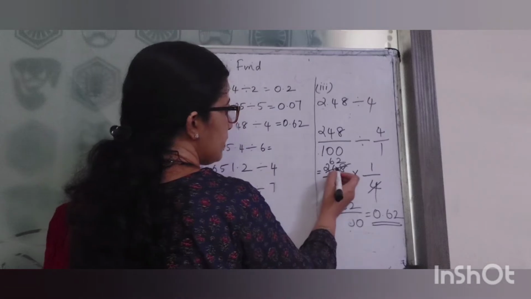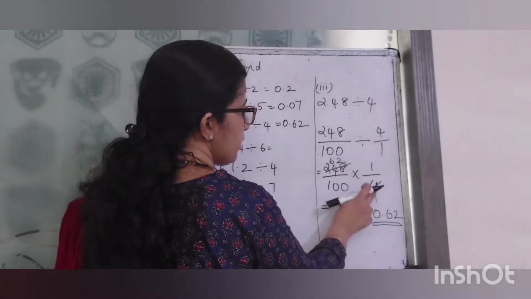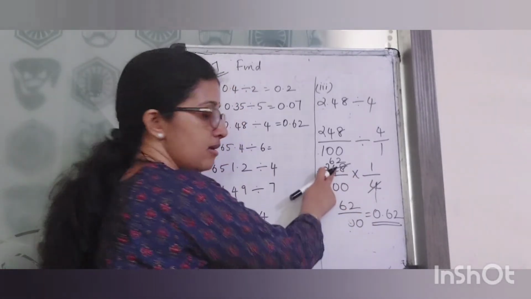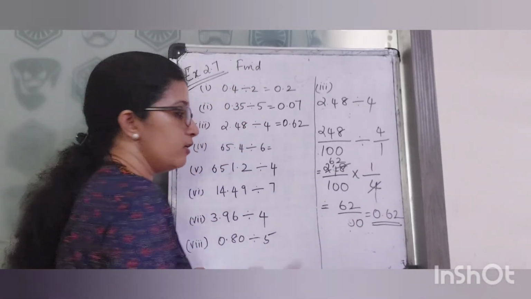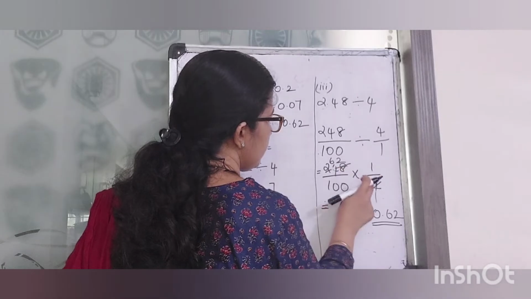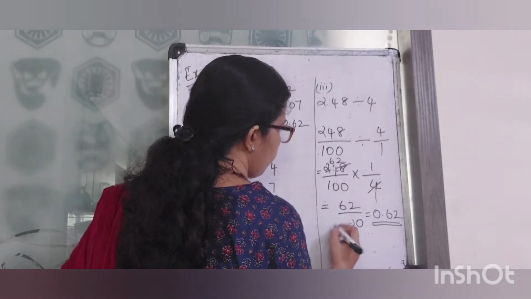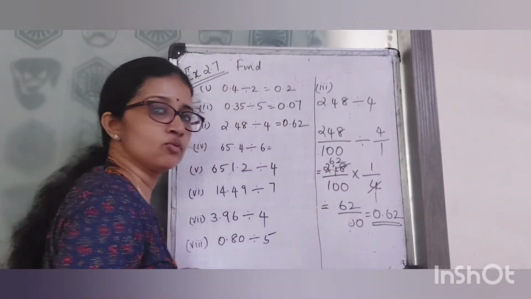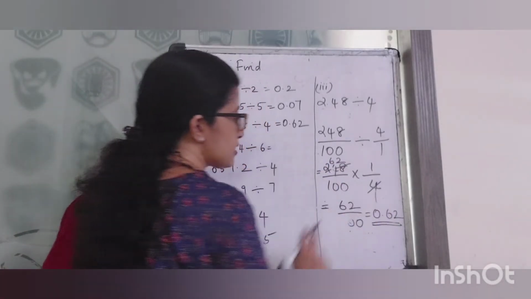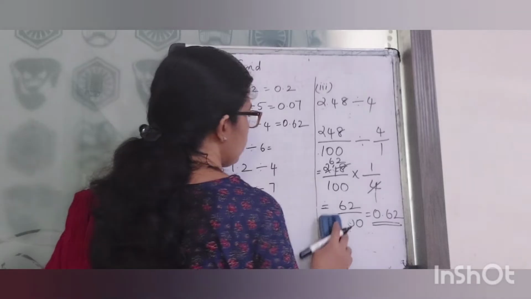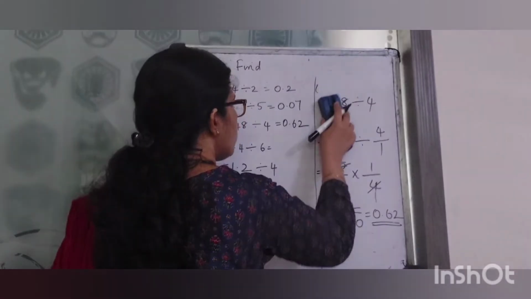If you are not sure about cancelling it like this, you can divide it and see. You will get the same answer. You can divide 248 by 4, and you will get the answer as 62. That 62 divided by 100, you will get as 0.62. Now the next problem, that is the fourth problem.